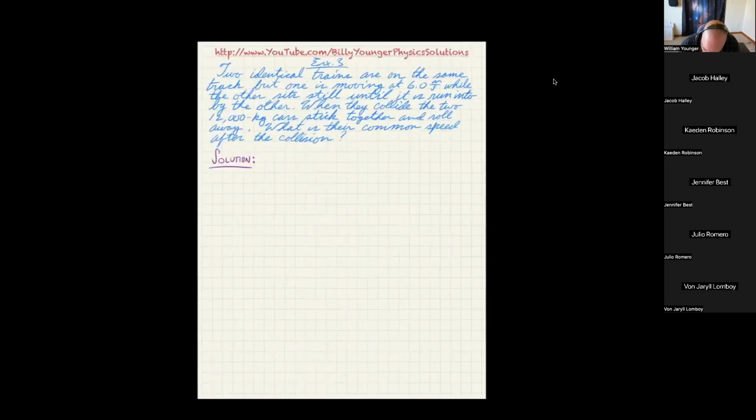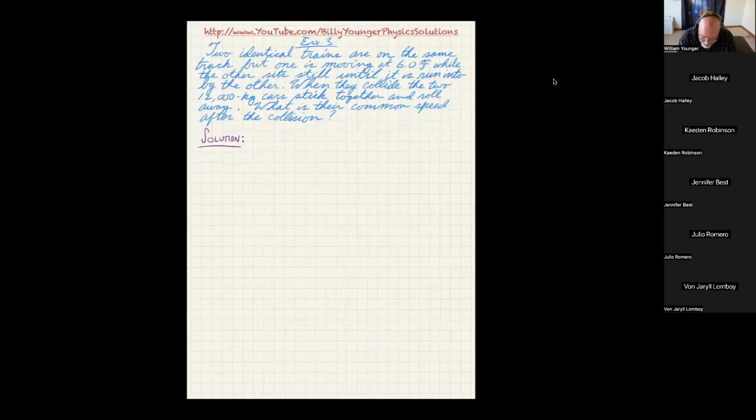Okay, so two identical train cars are on the same track, but one is moving at 6 meters per second while the other one sits still until it is run into by the first, which is a much better wording than other. When they collide, the two 12,000 kilogram cars stick together and roll away. What is their common speed after the collision?